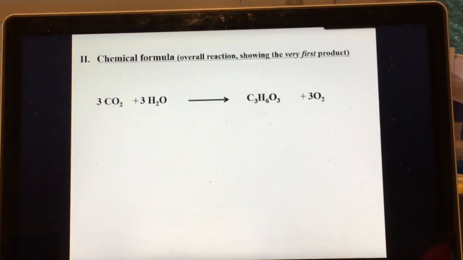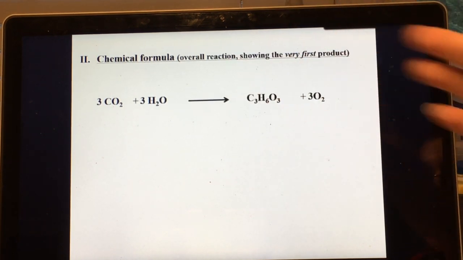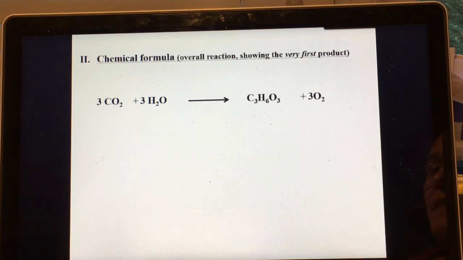Now, before we get into the different chemical formulas, what you need to realize is this is not one chemical reaction. This is a summary equation for many, many reactions that actually occur. So it's not that 3 carbon dioxide molecules are reacting with 3 water molecules to give us this 3 carbon molecule. It's not really quite how it works. But this is the overall balanced equation for the whole entire process.